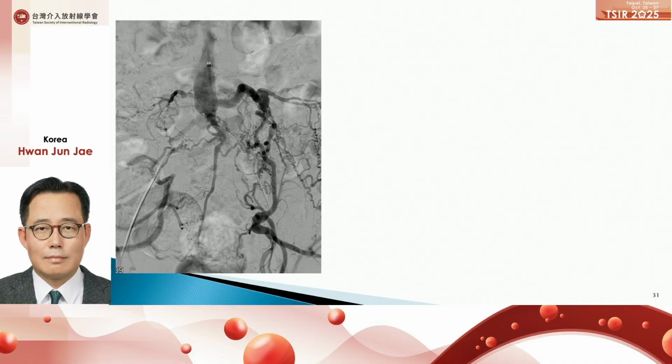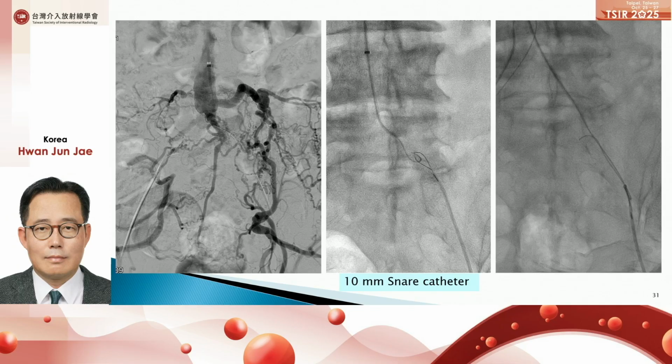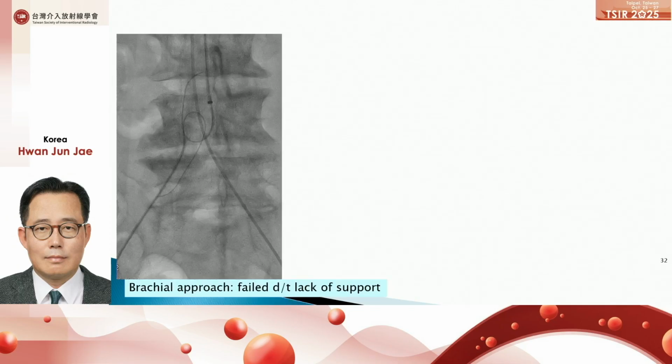Also, from brachial access, we are going down to the common iliac artery. Here, from the left side first, the wire was advanced and then captured by the snare catheter in the left side. So we were successful in the left side, making a new track. But we failed in the right side because of lack of support, because brachial access is too far from the aortic bifurcation, so sometimes it cannot give enough support.